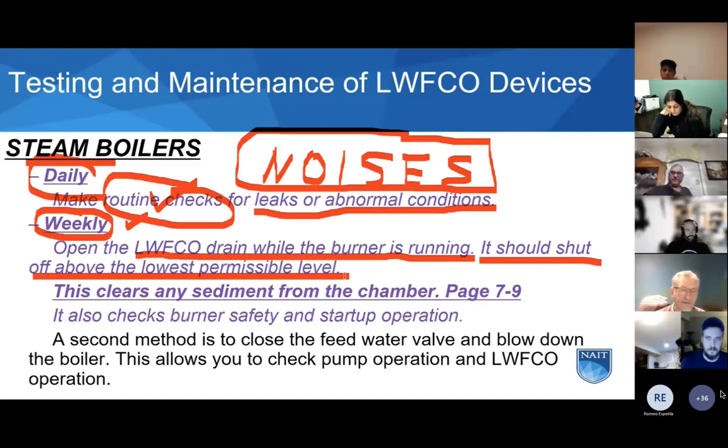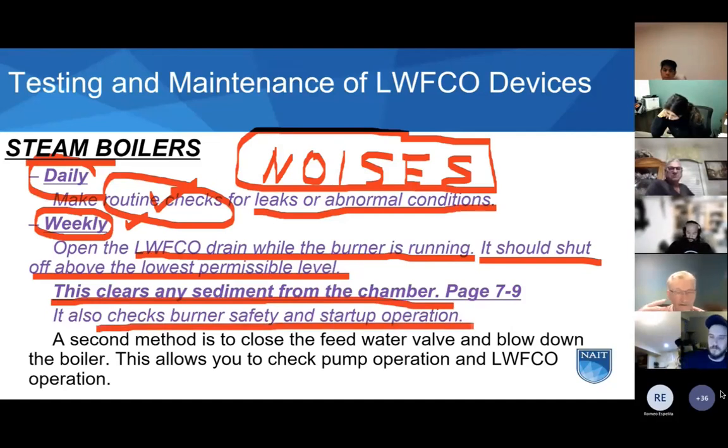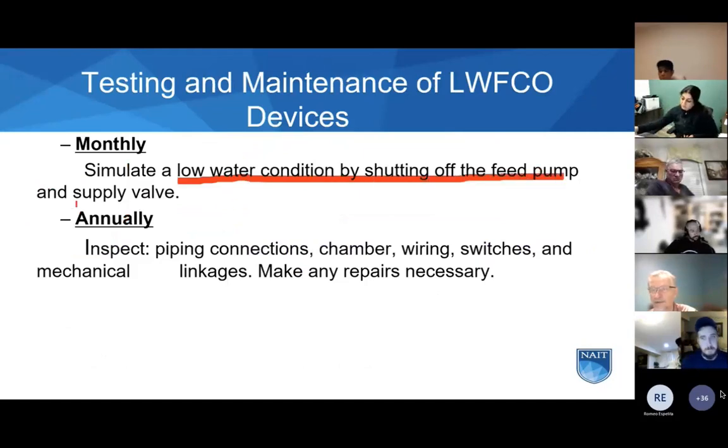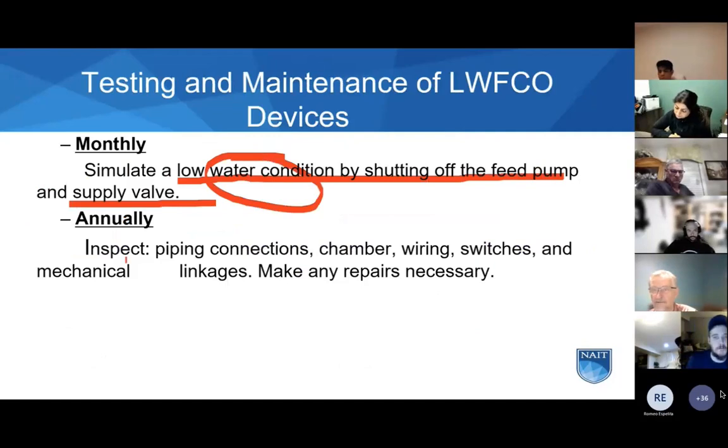It's possible there's buildup in that chamber. And while doing that test, you're clearing the sediment from the chamber, and checking burner safety and startup operation. So once you see it shut down, reverse what you did to make the level drop. And then as the water level comes back up, you should see the system go into startup. Monthly, also shut off the feed pump or supply valves and simulate low water conditions. And annually, you're going to do a lot more stuff, okay?